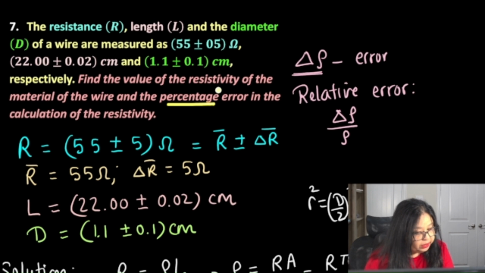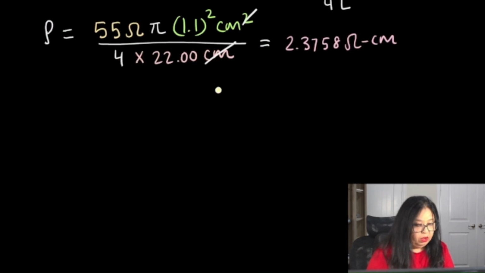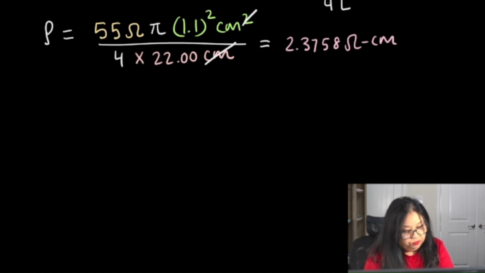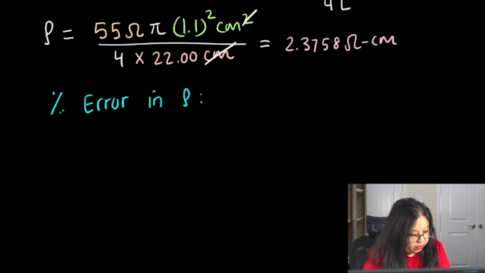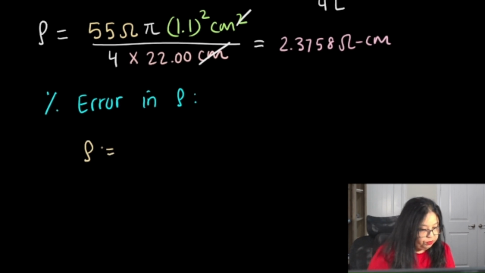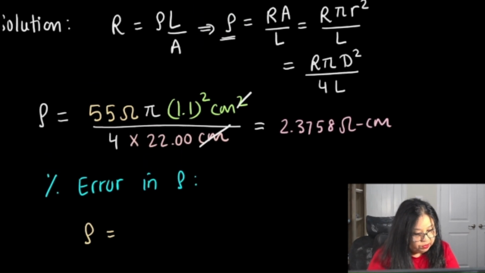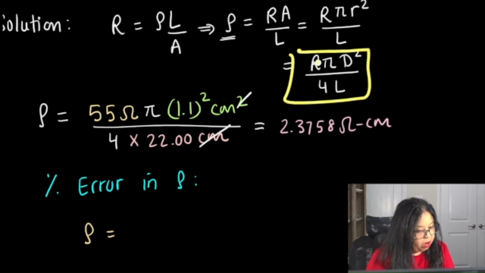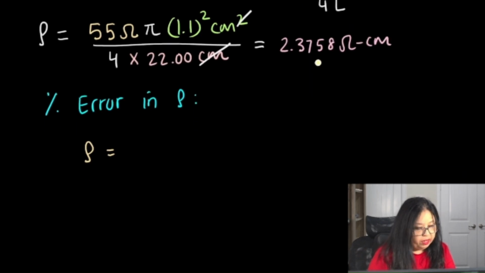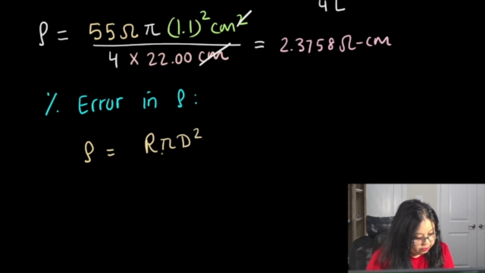Next, we're going to calculate the percentage error in the calculation of the resistivity. All right. So to figure out the percentage error in rho, let's write down the equation for rho. What is the equation for rho? That is this equation over here: rho equals R pi d squared over 4L.